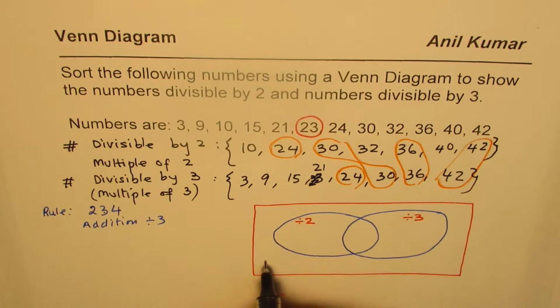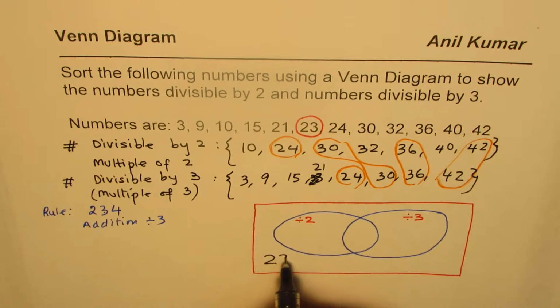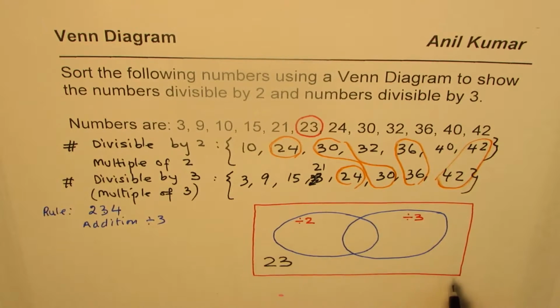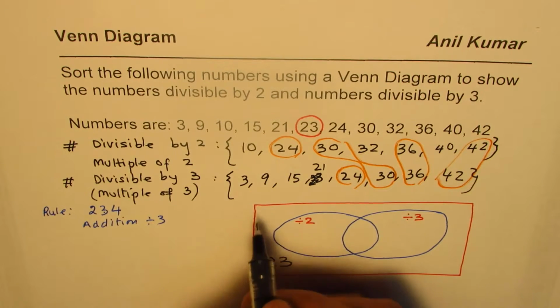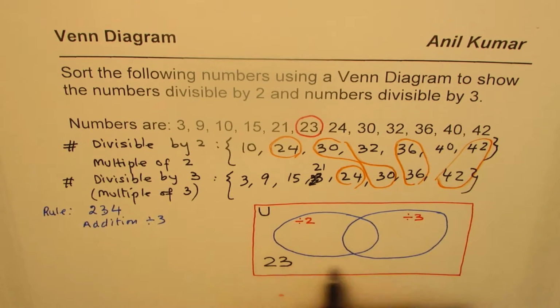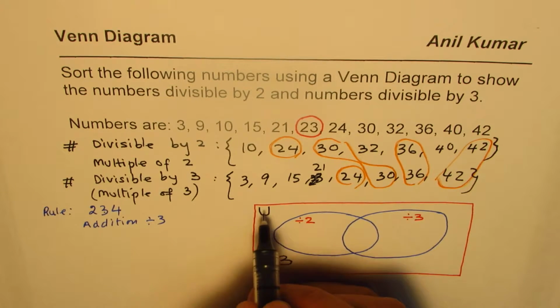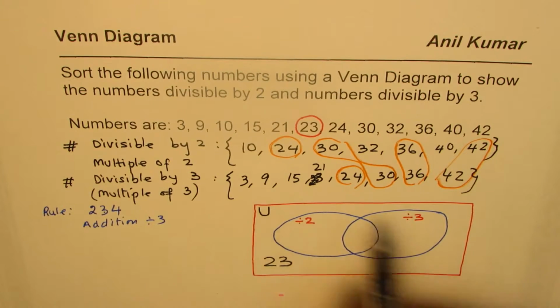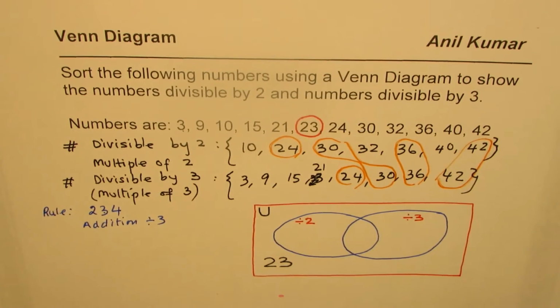So we'll write it outside. So we'll write 23 outside. Is that okay? And this space we normally write as U, or we can sometimes write as S. Means all the numbers, universal. U stands for universal. All the numbers in our list. Okay. So we have to include all the numbers from our list.